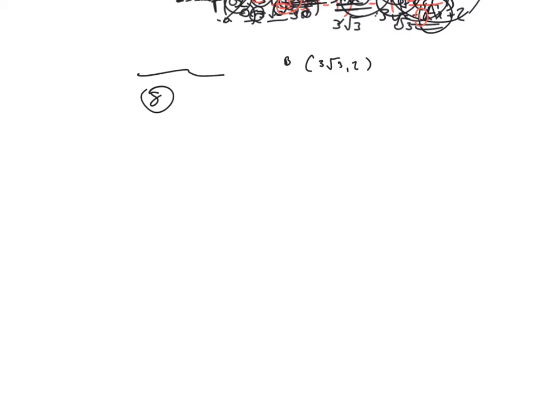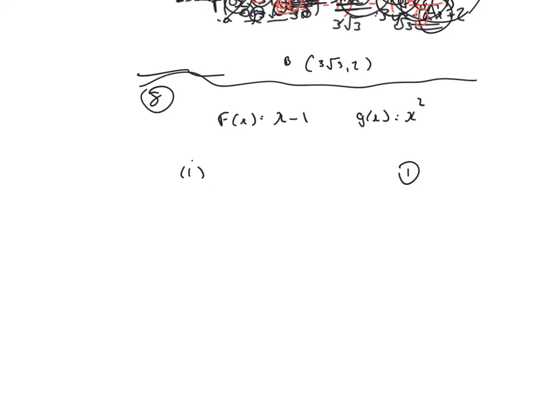Okay, question 8. We've got the function f of x is given by x minus 1 and the function g of x is given by x squared. Okay, part 1, that would be a 1 marker. Find f of g of x. So that's f of x squared. What's the f function? The f function is whatever's in the bracket, you write it down, you take away 1. Okay, that's definitely just 1 mark.